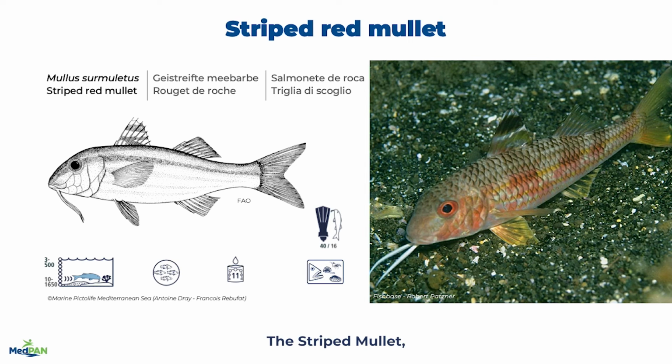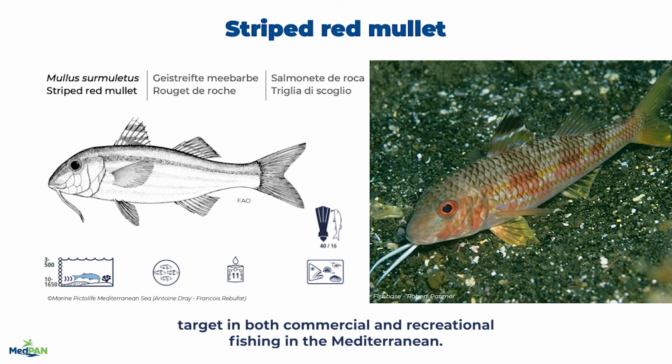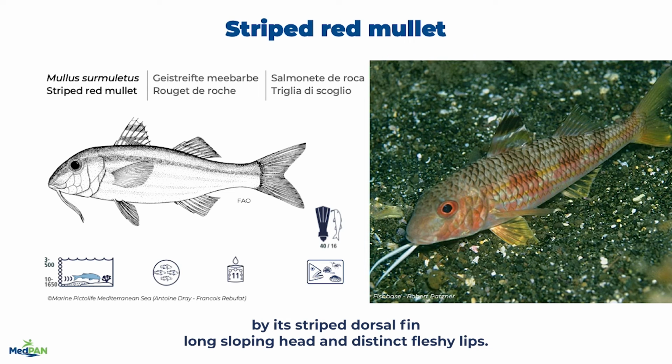The striped mullet, scientifically known as Mullus surmuletus or commonly called goatfish, is highly prized as a food species and therefore a popular target in both commercial and recreational fishing in the Mediterranean. Striped mullet grows up to 40 centimeters and can range in color from golden or orange with red patches to pale cream and browns. It's easily identifiable by its striped dorsal fin, long sloping head, and distinct fleshy lips.